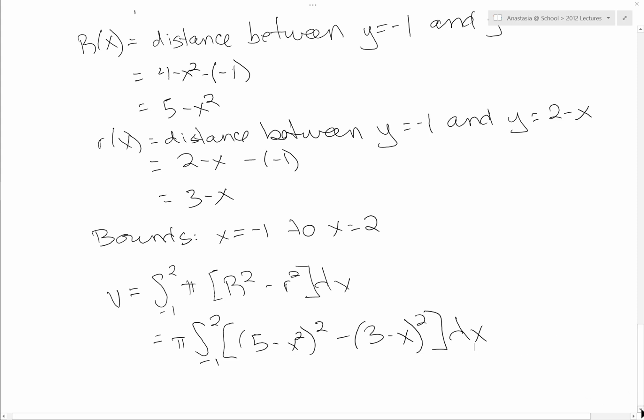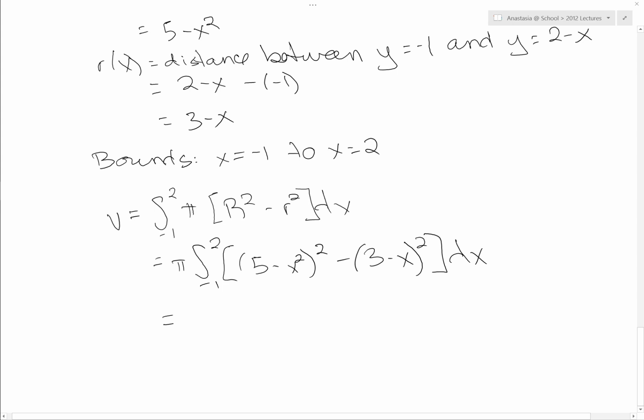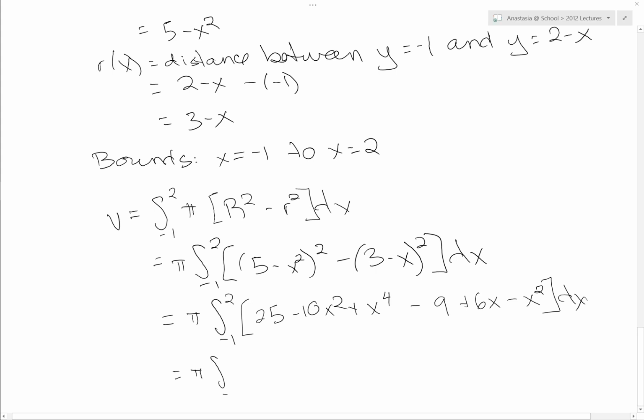The easiest way to integrate this is to multiply everything out and combine your like terms. So we'll have pi times the integral from -1 to 2 of 25 minus 10x squared plus x to the 4th, and then minus 9 plus 6x minus x squared, where I squared out the 3 minus x and also distributed the negative. If we combine our like terms, we're going to have x to the 4th, then minus 11x squared, then plus 6x, and then plus 16.